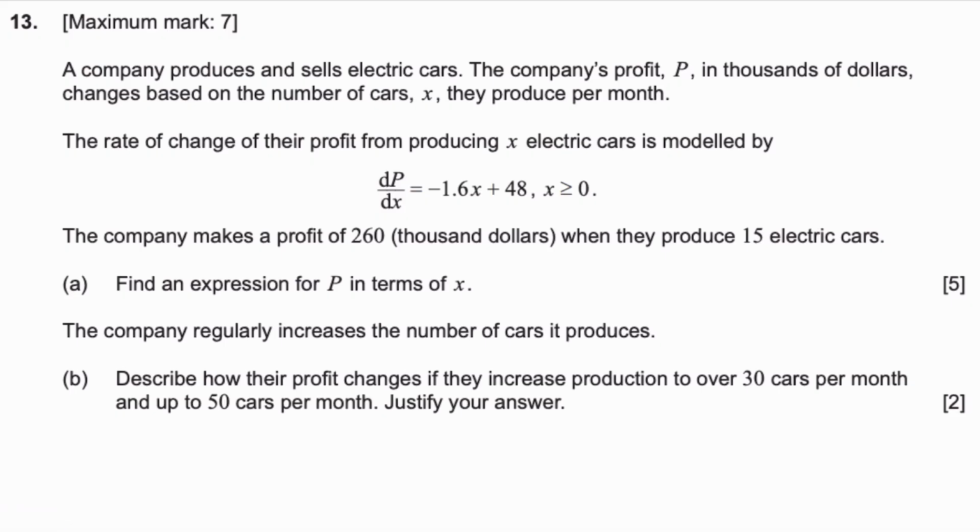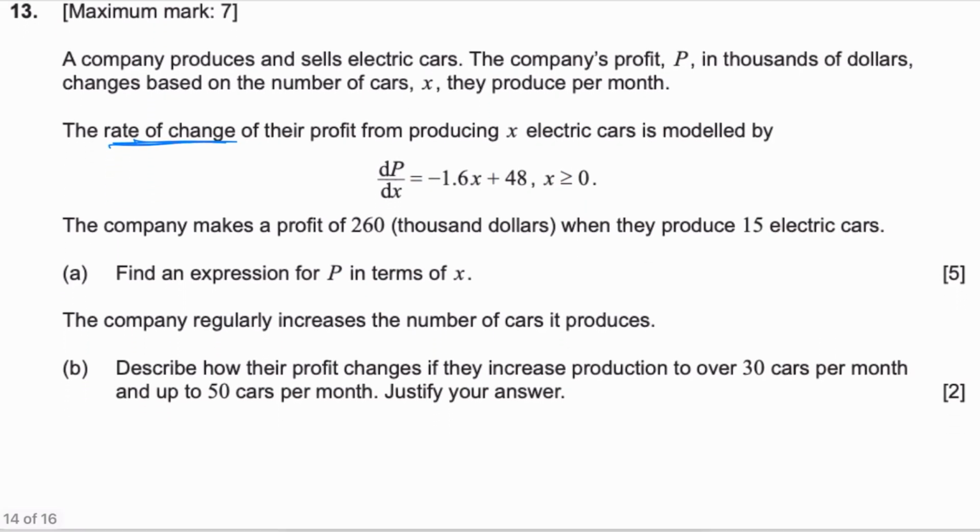Last but not least, number 13 is a calculus question. I can tell because of the notation, this means the derivative. A company produces and sells electric cars. The company's profit in thousands of dollars changes based on the number of cars x they produce per month. The rate of change of their profit, and remember, derivative is rate of change, from producing x electric vehicles is modeled by the given expression. The company makes a profit of $260,000 when they produce 15 electric cars. Find an expression for P in terms of x.